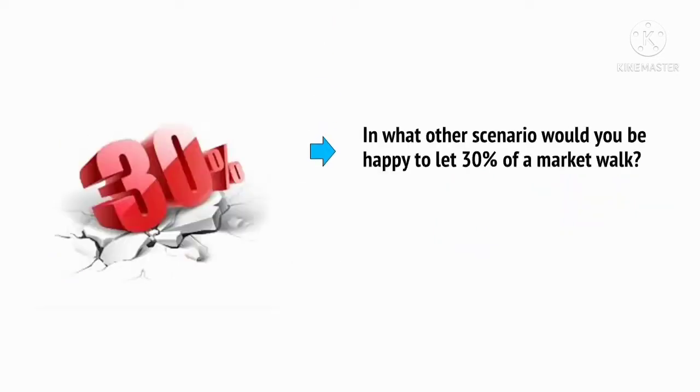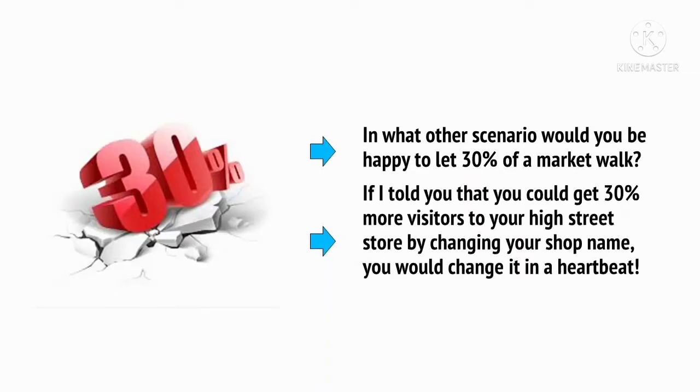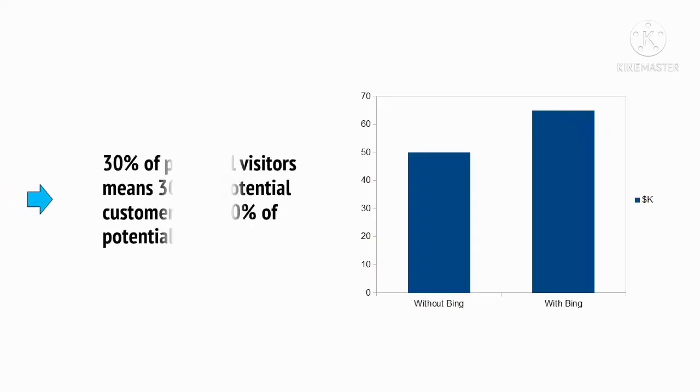Now ask yourself, in what other scenario would you be happy to let 30% of a market walk? If I told you that you could get 30% more visitors to your high street store by changing your shop name, you'd change it in a heartbeat. 30% of potential visitors means 30% of potential customers and 30% of potential profit. Instead of earning $50,000 a year from your website, you could be earning $65,000 a year just by paying attention to Bing. Now, that's a massive difference, and a free holiday.